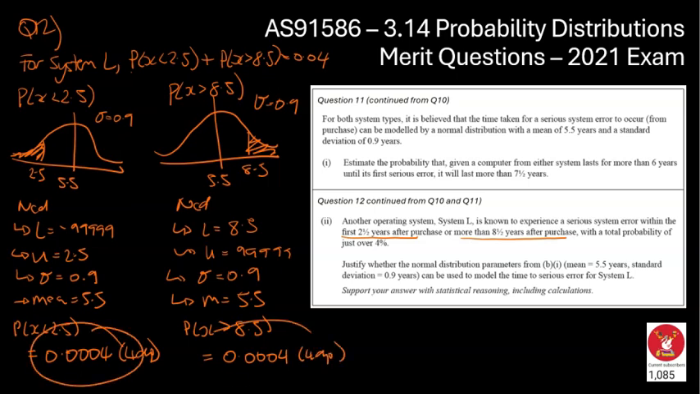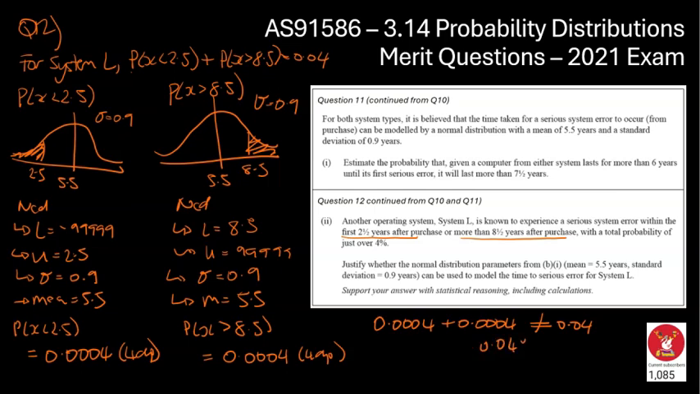So when you add this and this together, that's actually 0.0008, which isn't even close to 0.04. So we know that 0.0004 plus 0.0004 does not equal 0.04. It's actually quite different. That is actually 0.04% compared with 4%. Because they're dissimilar, that tells you the system L data we've got here does not match the parameters we've got there.